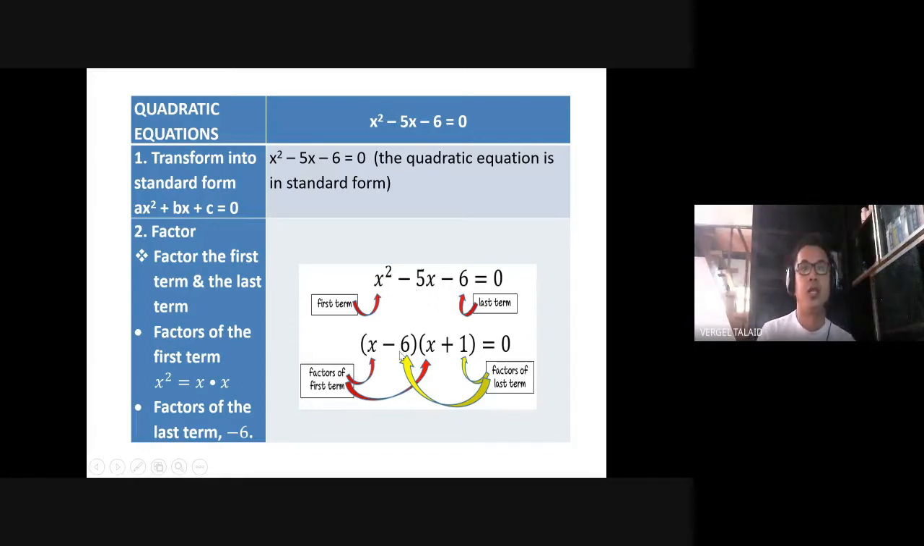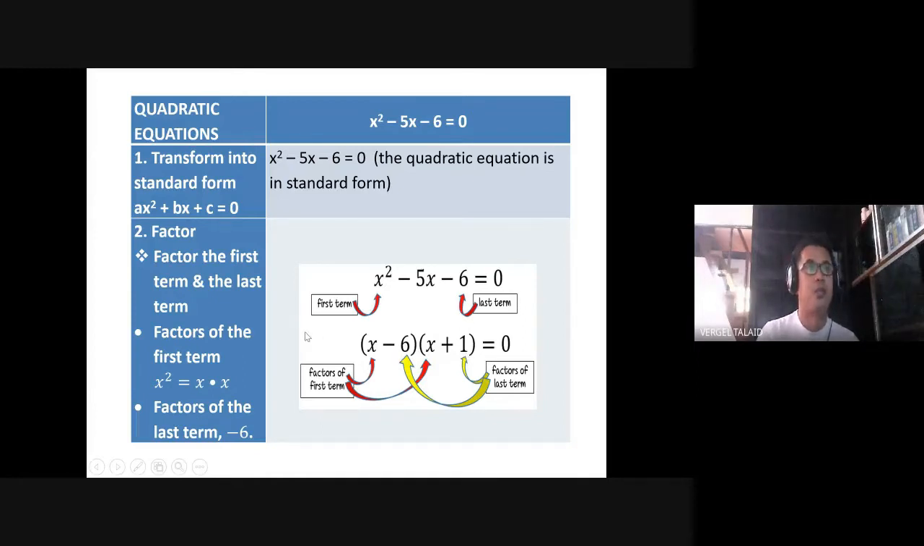So, why is it negative 6 and 1? Negative 6 and 1, if you are going to multiply, the result is negative 6. But if you are going to add negative 6 plus 1, that is negative 5. So, therefore, the factors are x minus 6 times x plus 1, which is equal to 0.